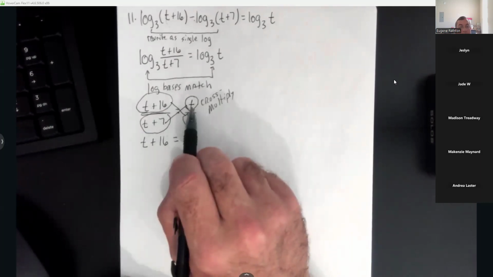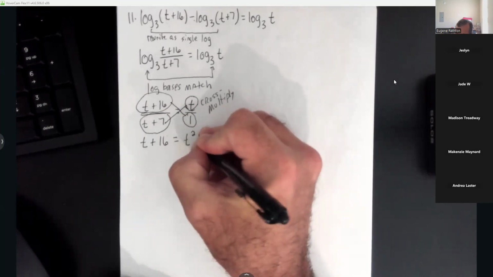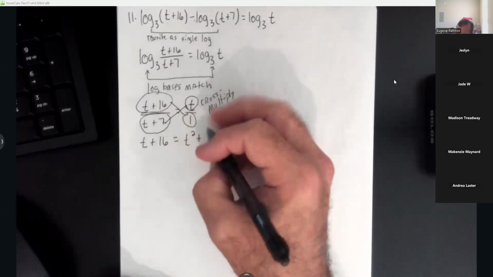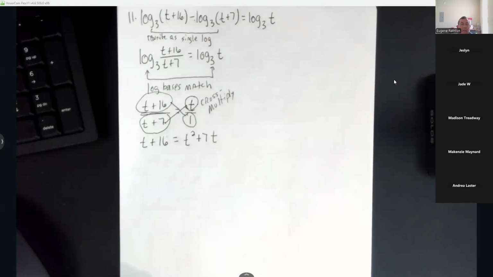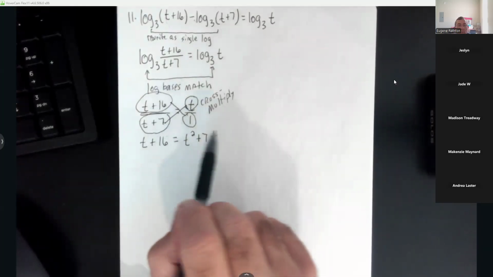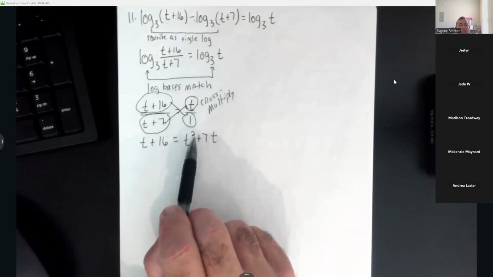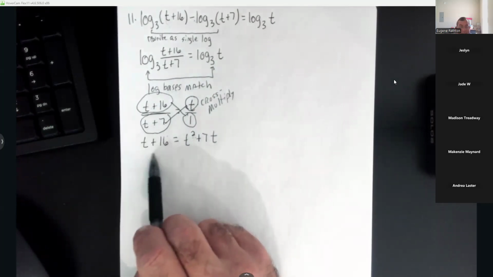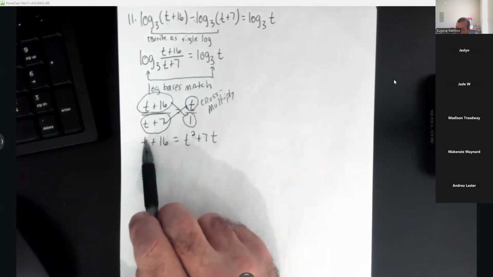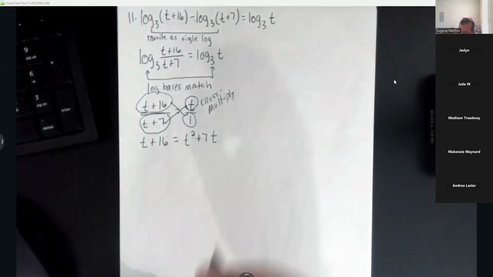So t times t is t squared plus 7 times t is 7t. Okay, so that's all you're doing on this one. You're going to cross multiply to get this equation. Guess what? This is quadratic again. So I need a 0 on this side, just like that last one we just did. Okay?